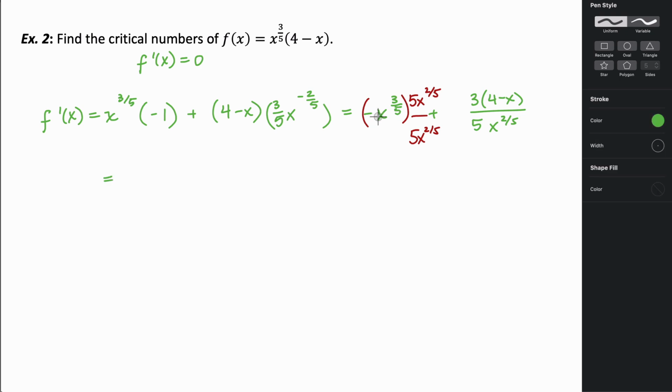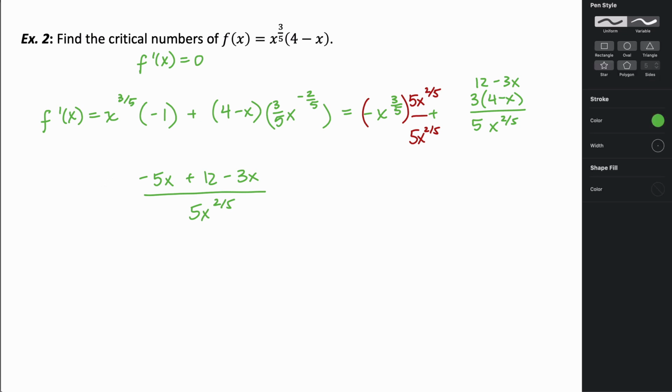Okay, so x to the 3/5 times x to the 2/5. When you multiply powers with the same base, you add the exponents. So that's going to be x to the first. So we're going to get negative 5x here. And then that's going to be plus, let's distribute this out. We're going to get 12 minus 3x. So plus 12 minus 3x, all divided by our common denominator of 5x to the 2/5 power.